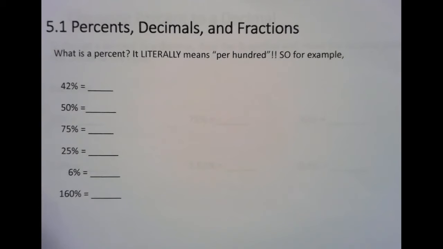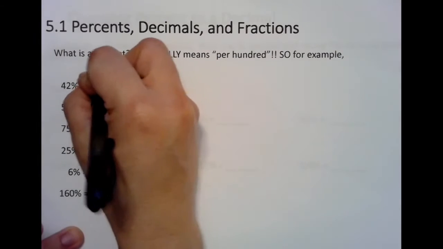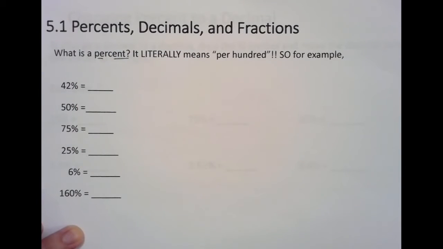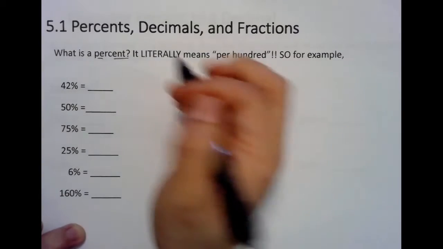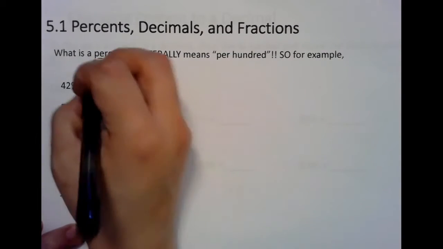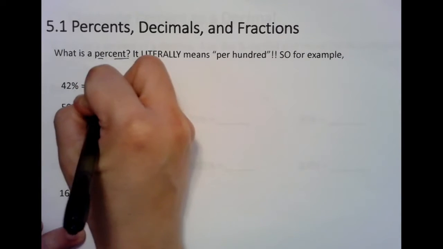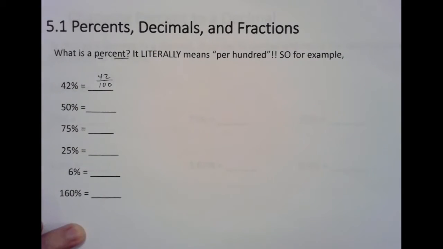So first thing, let's talk about what is a percent. Well, the word percent literally means per hundred. We can see that by looking at the origins of the word: cent, century, hundred. For example, we can rewrite a percentage as the number over 100. So 42% literally means 42 out of 100.